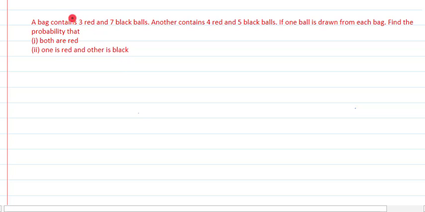Now let us take another example. A bag contains 3 red and 7 black balls. Another contains 4 red and 5 black balls. If one ball is drawn from each bag, find the probability that both are red, and second one, when one is red, other is black. Here we are having two bags. Bag 1 is having 3 red and 7 black balls, and bag 2 has 4 red and 5 black balls. One ball is drawn from each bag, one from bag 1 and one from bag 2.